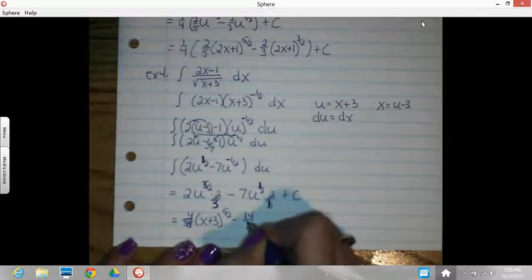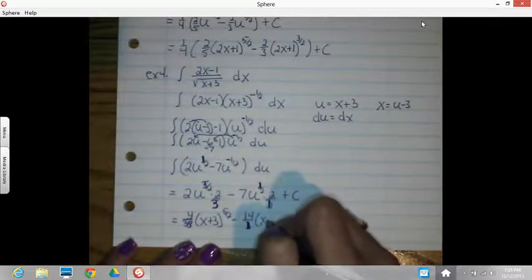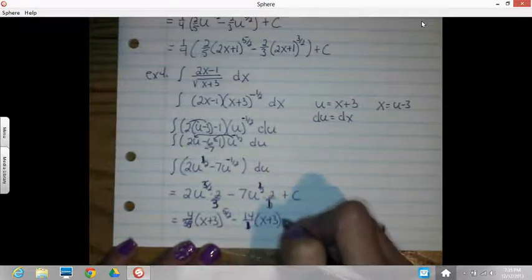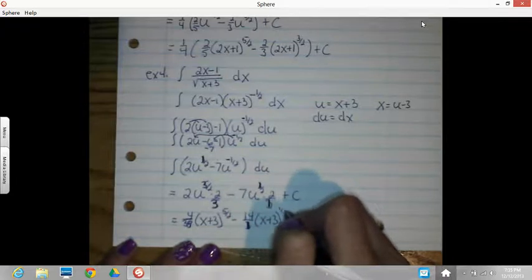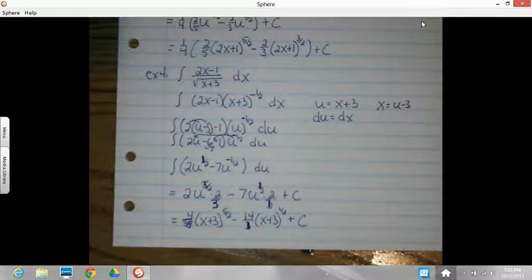And then the u is x plus 3 to the 1 half plus c. Oh, little mistakes. I got to pay better attention. And we'll try one more of those, and I think hopefully you have it.